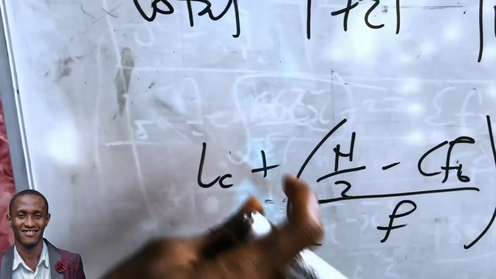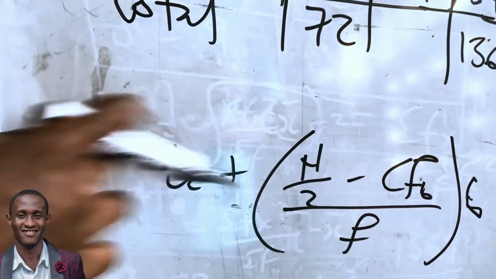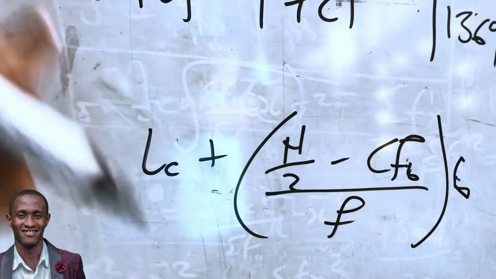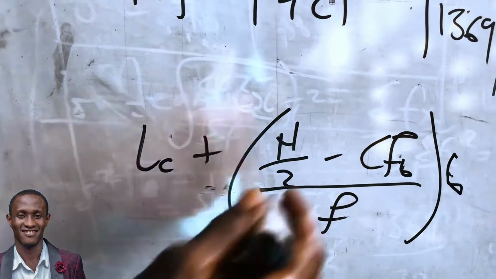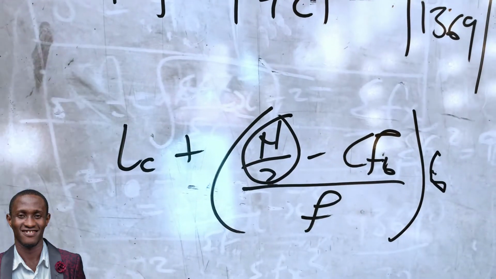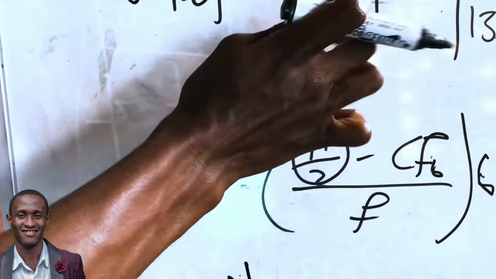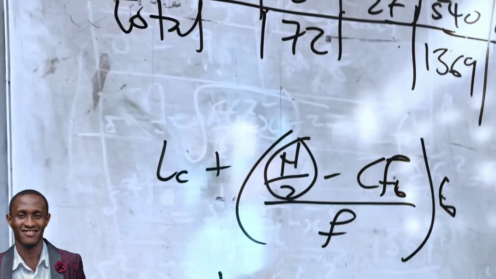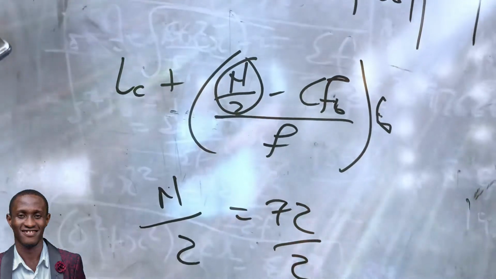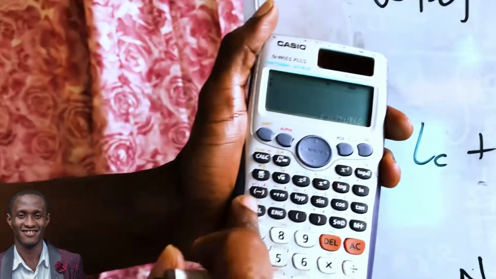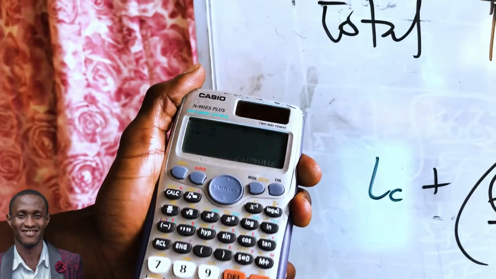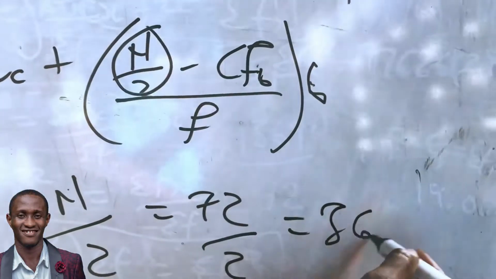Now, how do we identify the class boundary, like let's say the first quartile or second quartile class? We use this one. This will give us the position. So now the n is 72. So n over 2 is 72 over 2, which gives us 36. So 72 divided by 2 will give us 36. So this is the 36th position.